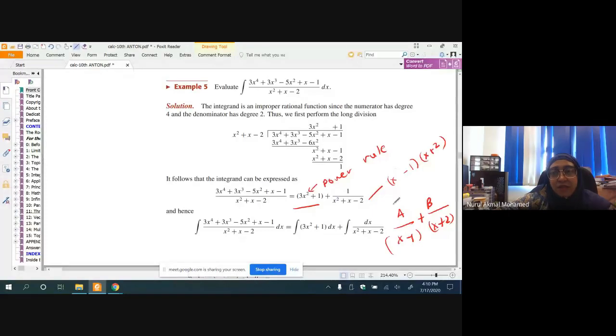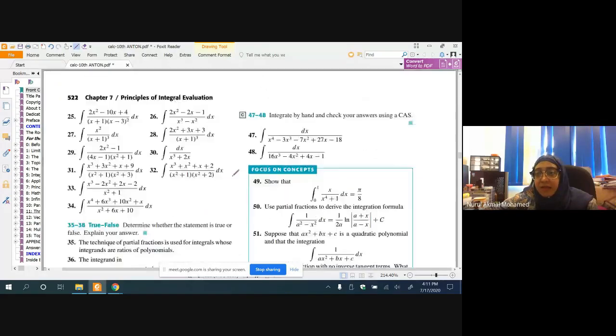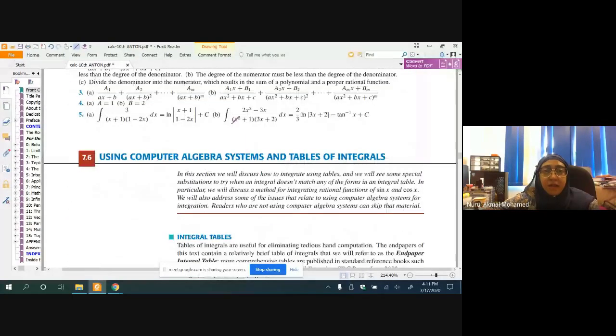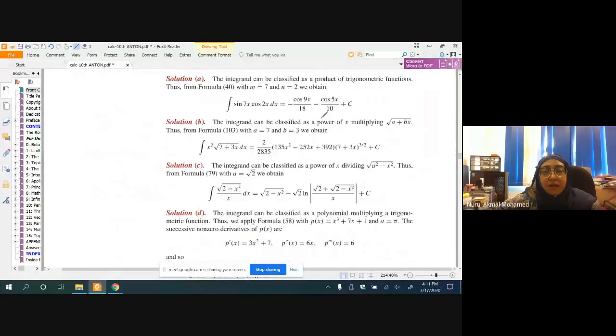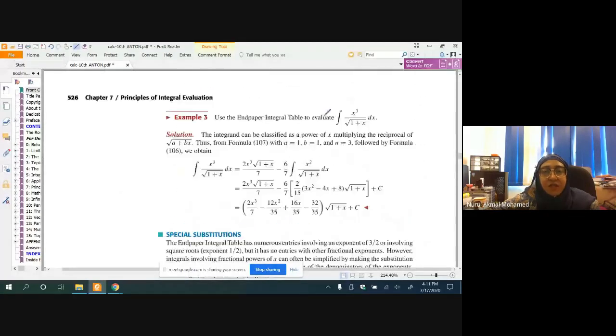So this part here, if you integrate, will give you ln of x minus 1, and this part here will give you ln of x plus 2. And somehow you combine it so that it is in terms of this. I think that's all about integrating partial fractions.